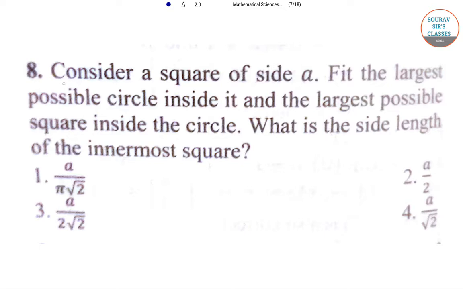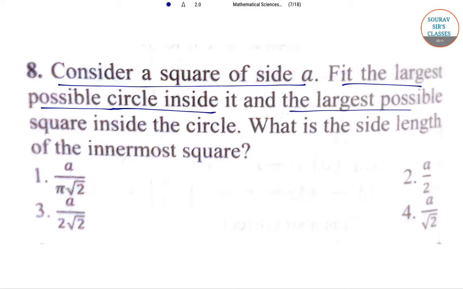The question is, consider a square of side A, fit the largest possible circle inside it and the largest possible square inside the circle. Then what is the side length of the innermost square?